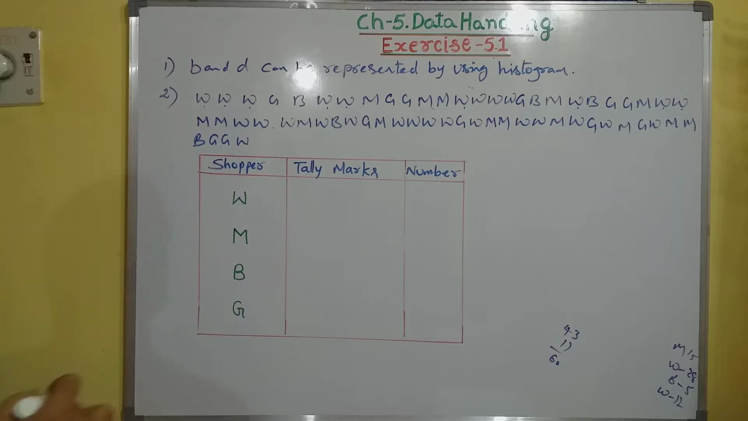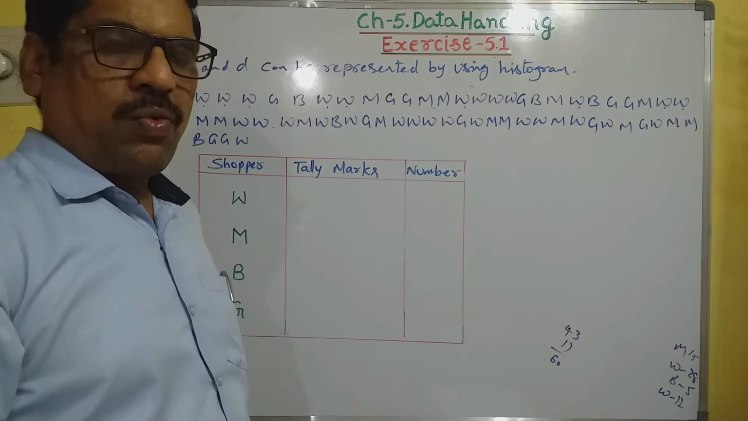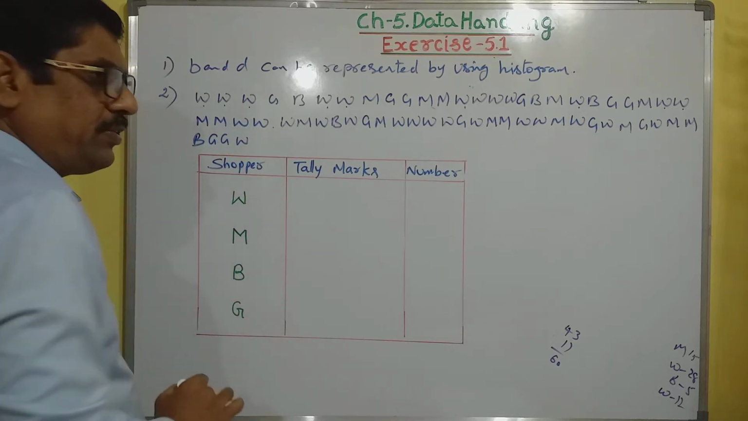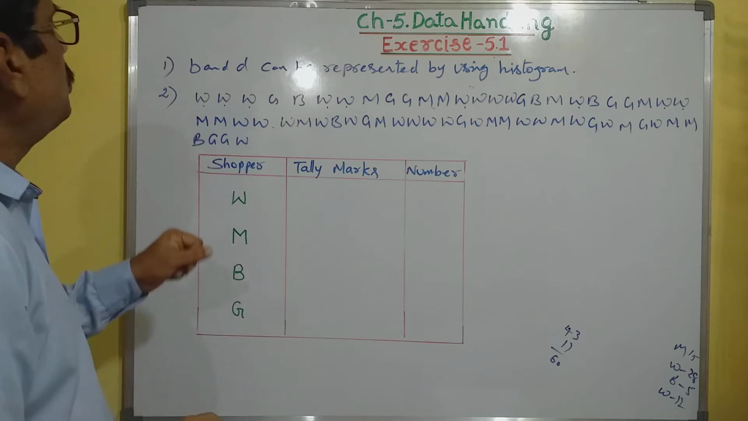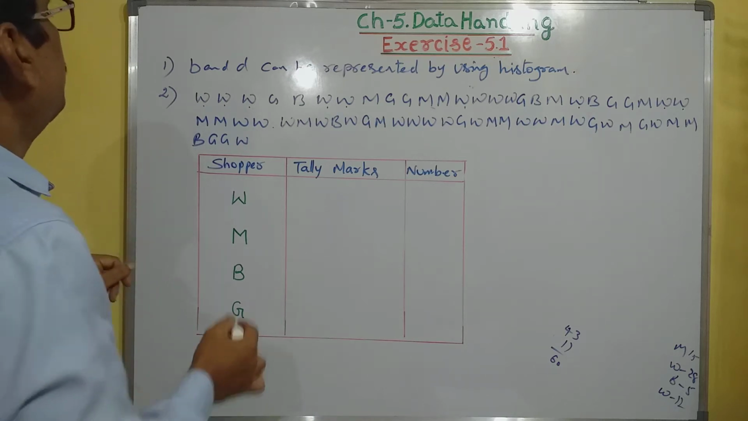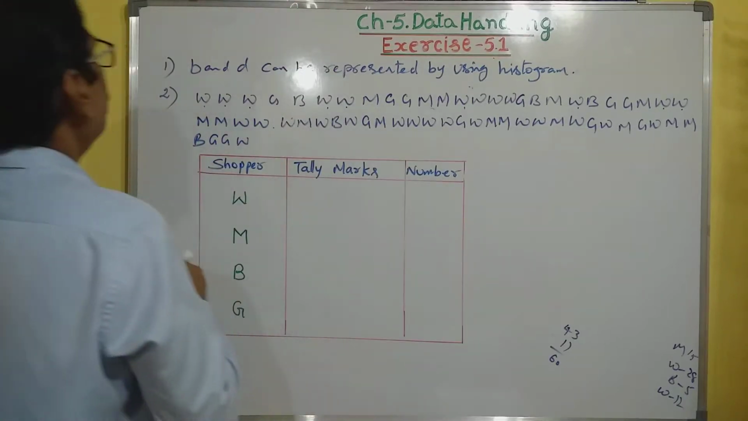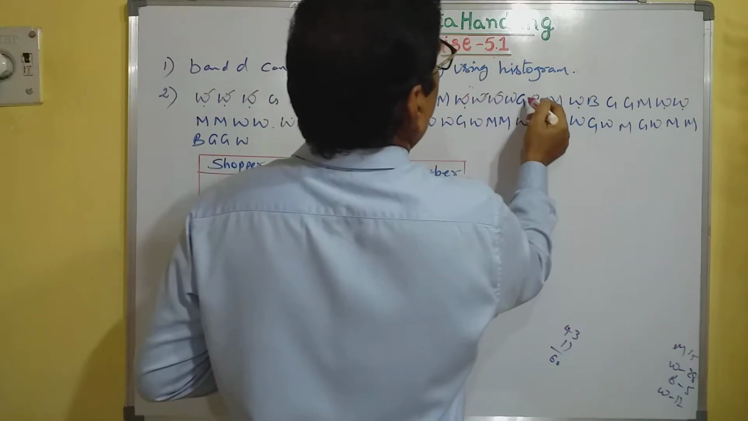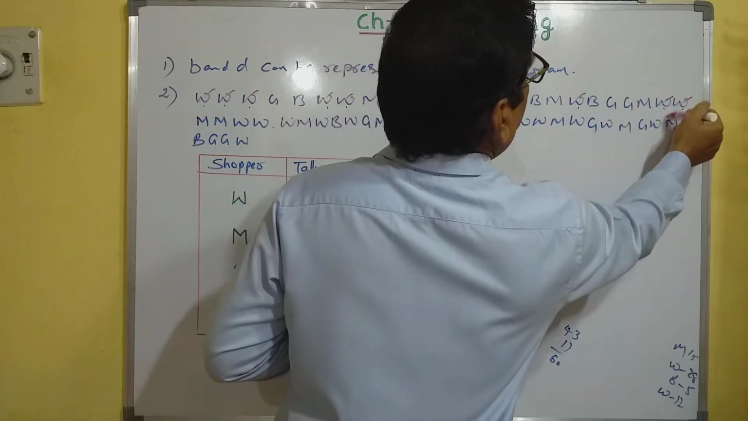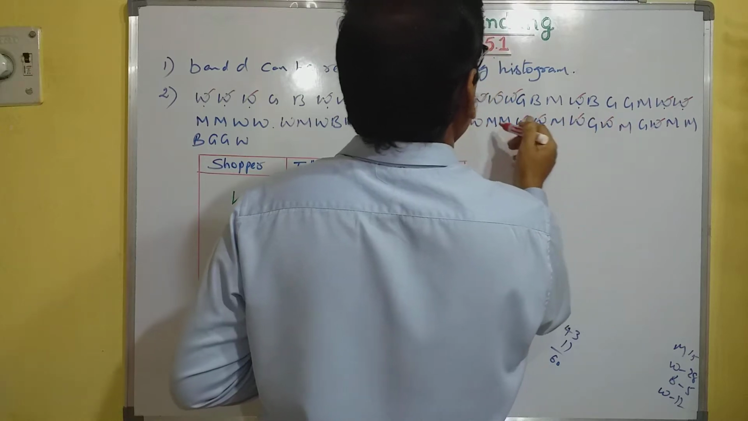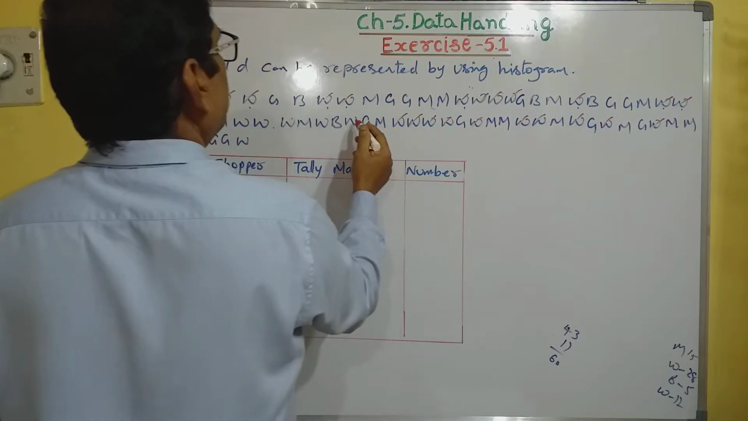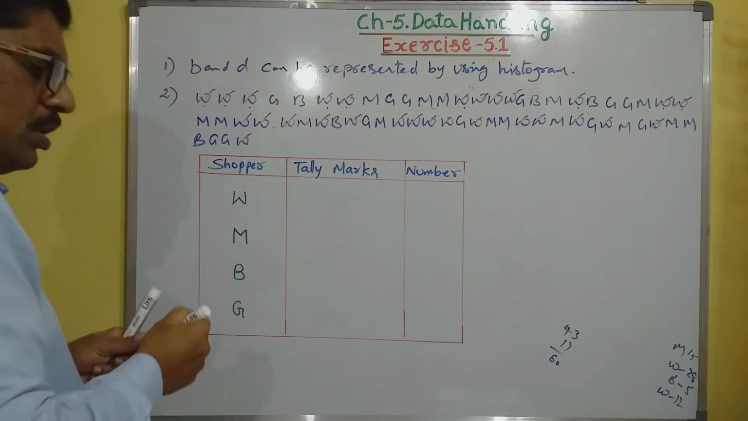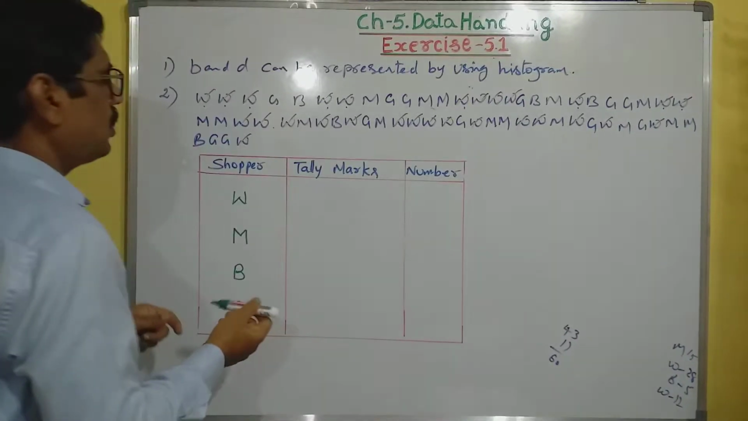Now let us prepare the frequency distribution table for the data. Here women, men, boys and girls are there. Now let us count the total number of women. See, now here women 1, 2, 3, 4, 5, 6, 7, 8, 9, 10, 11, 12, 13, 14, 15, 16, 17, 18, 19, 20, 21, 22, 23, 24, 25, 26, 27, 28. So there are 28 women.